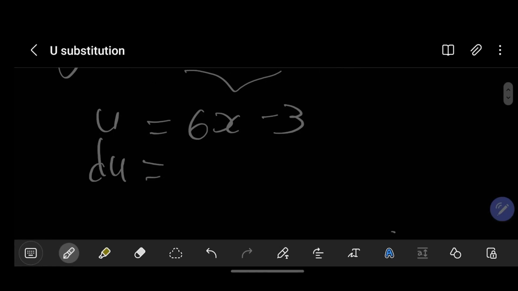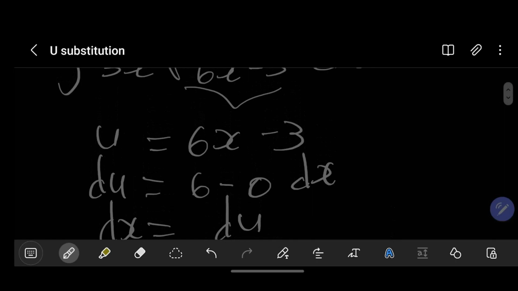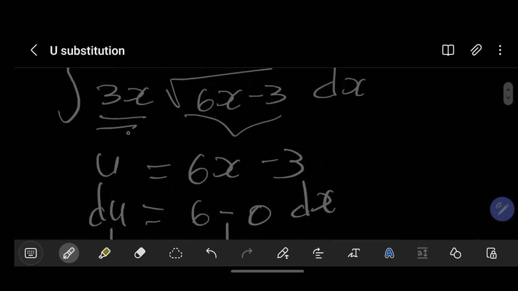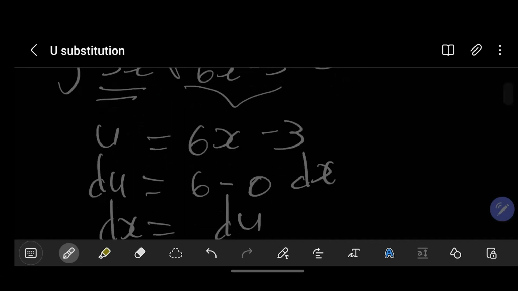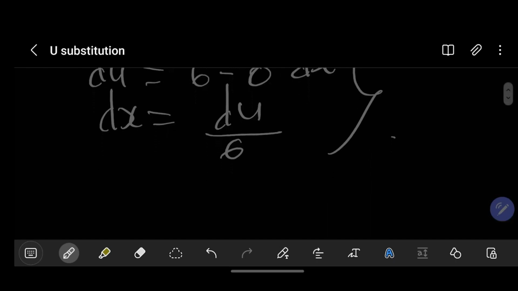du is then equal to 6 minus 0 dx, and dx is now equal to du all over 6. Now at this point we can see that the 3x, or the x itself, won't be able to cancel out with the information of the u that we have here. So we now need to solve for x.